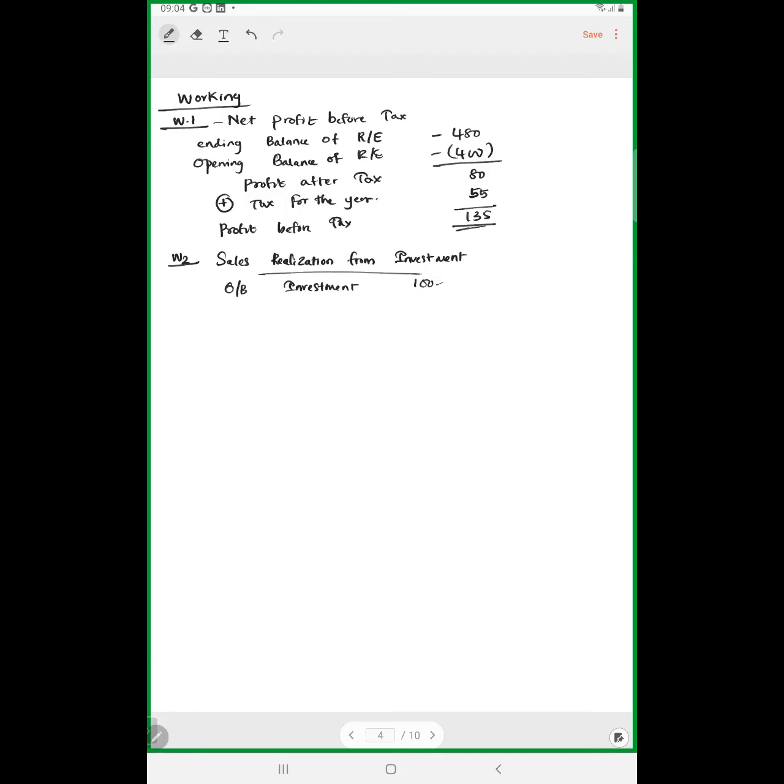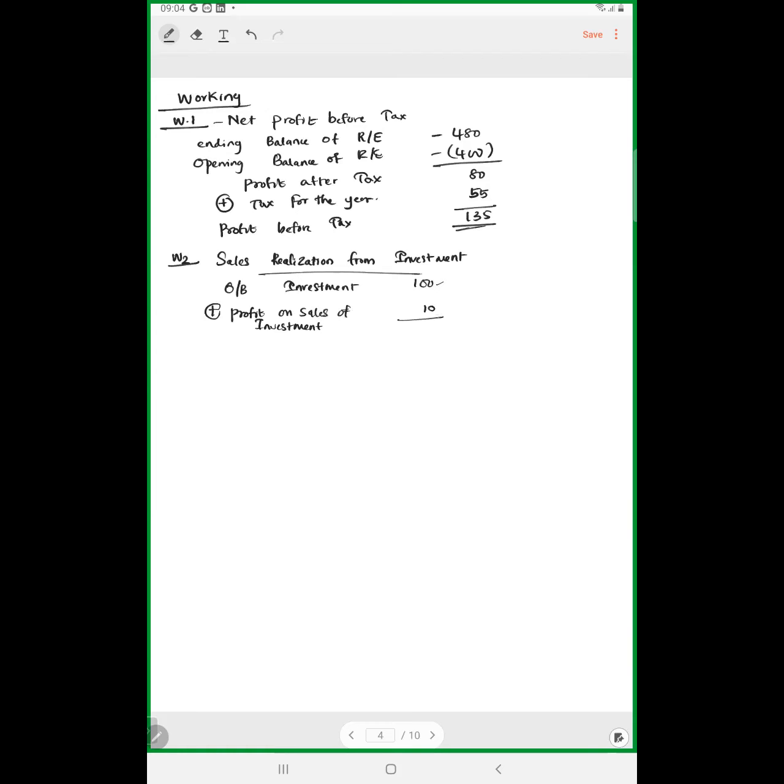So some investment has been sold, with a profit of 10. Right? So if we sold the particular investment with profit, that amount should be added to the investment. Then add profit on sales of investment, 10.